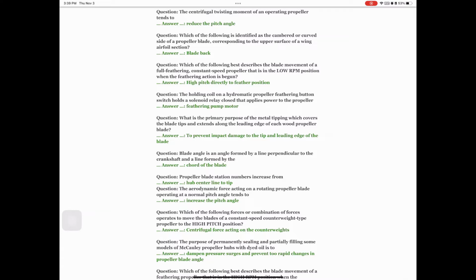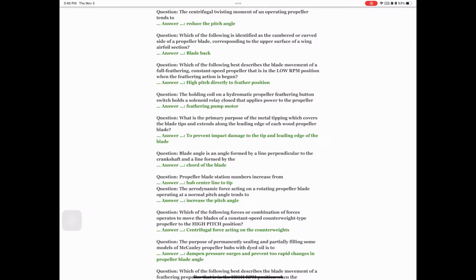Question: blade angle is an angle formed by a line perpendicular to the crankshaft and a line formed by the? Answer: chord of the blade. Question: propeller blade station numbers increase from? Answer: hub center line to tip. Question: the aerodynamic force acting on a rotating propeller blade operating at a normal pitch angle tends to? Answer: increase the pitch angle.